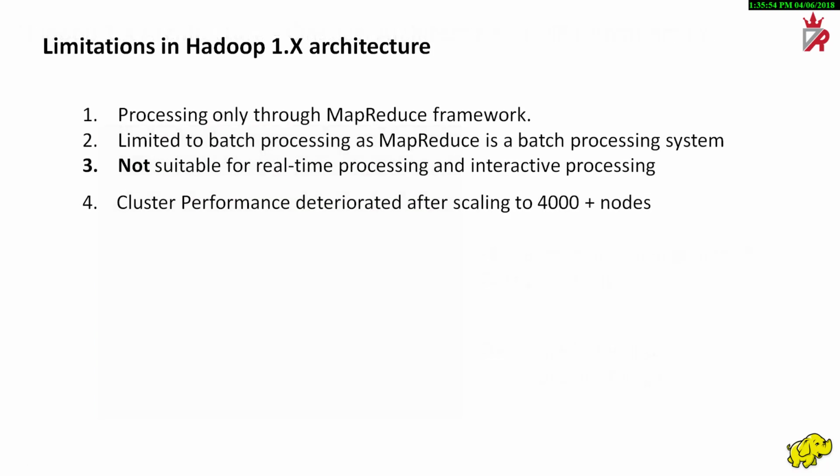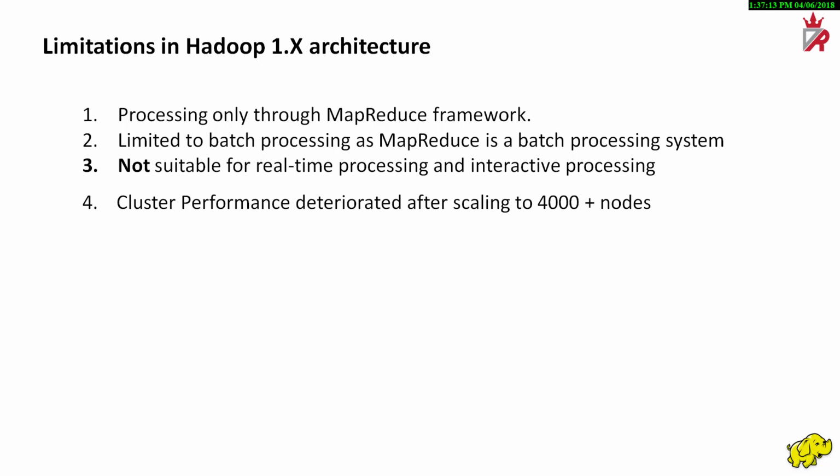There were a few serious limitations in Hadoop 1.x architecture. For example, the huge amount of data residing in HDFS could be processed only using MapReduce framework. And MapReduce is a batch processing framework. This limited Hadoop's applicability only to batch processing jobs. Hadoop was not suitable for real-time data processing and interactive data processing. Hadoop is popular for its scalability, but after significantly scaling out to 4000 plus nodes, its performance starts to deteriorate. These and many other limitations threatened the applicability and usability of Hadoop as a big data solution.